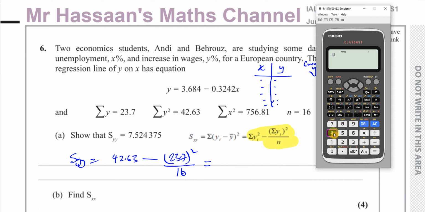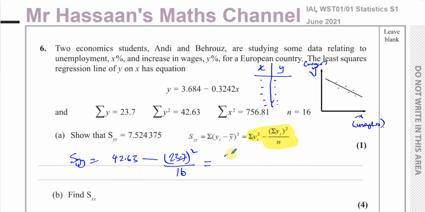Okay, so we have 42.63 minus 23.7, it's just the numerator squared, over 16. And that gives us, hopefully, exactly what we're supposed to get, which is 7.524375. Yes, it does. So it gives us exactly the same thing, 7.524375. So we've done part A just by simply pulling up this formula from the formula book and applying these numbers into that formula. So that's part A done.